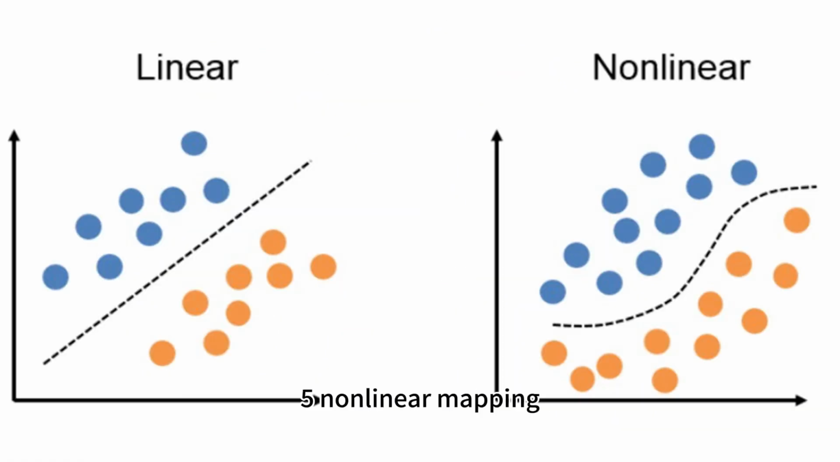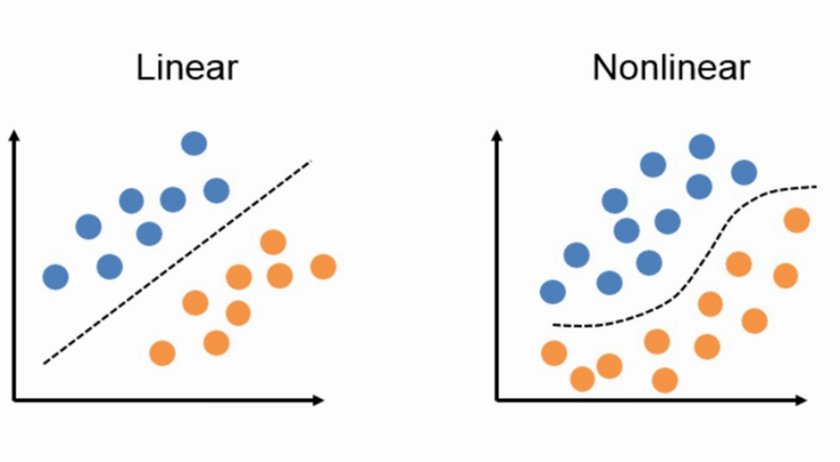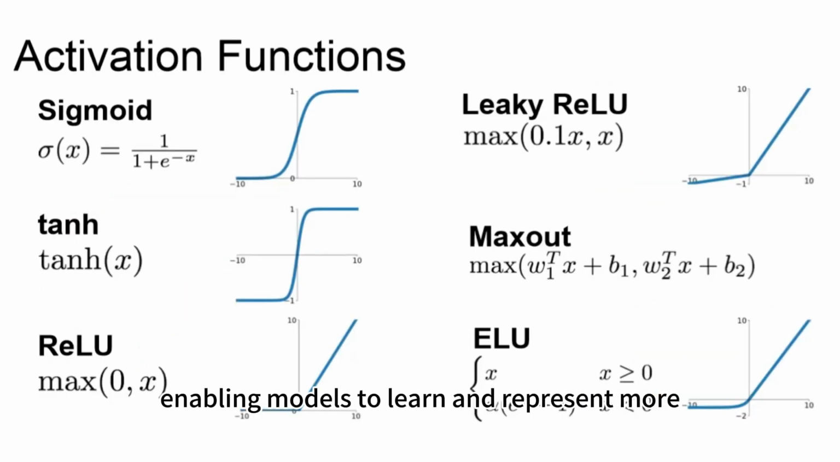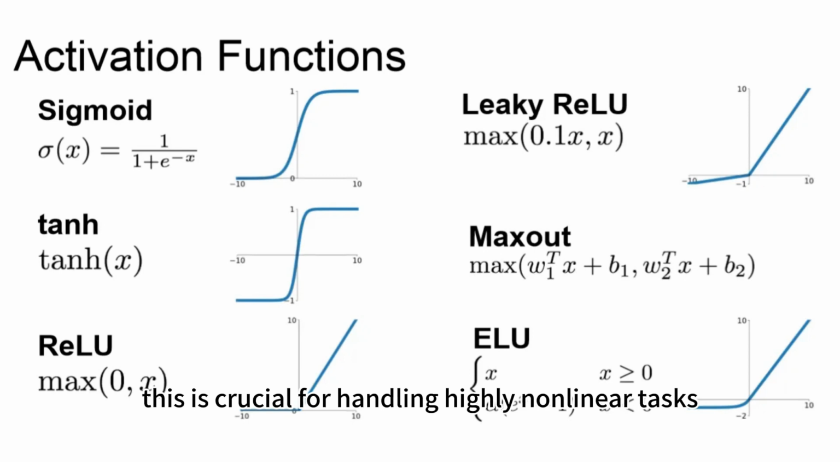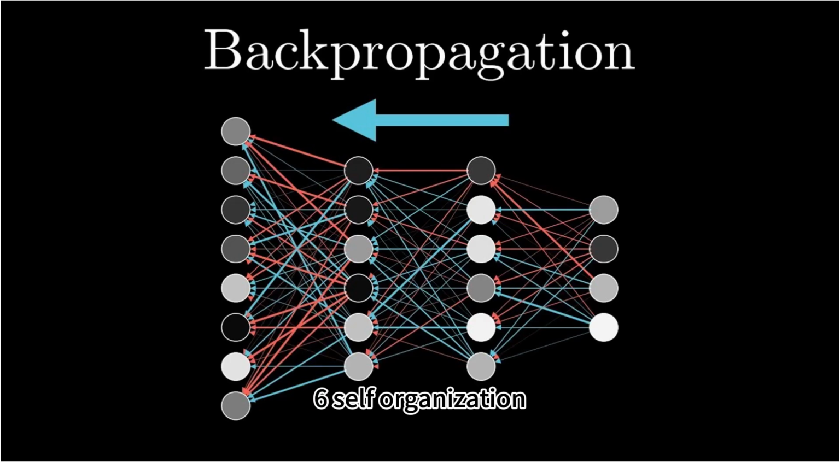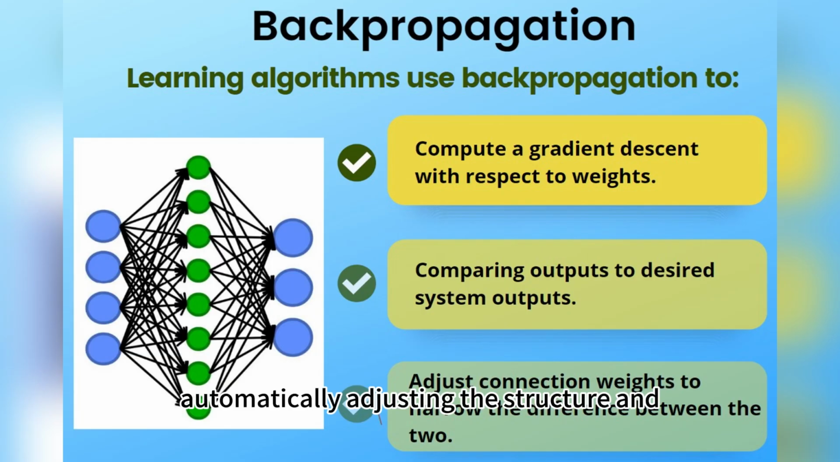5. Nonlinear mapping. Connectionism introduces nonlinear mapping, enabling models to learn and represent more complex relationships and patterns. This is crucial for handling highly nonlinear tasks. 6. Self-organization. Connectionism systems possess a degree of self-organization, automatically adjusting the structure and weights of neural networks to adapt to the distribution and features of input data.